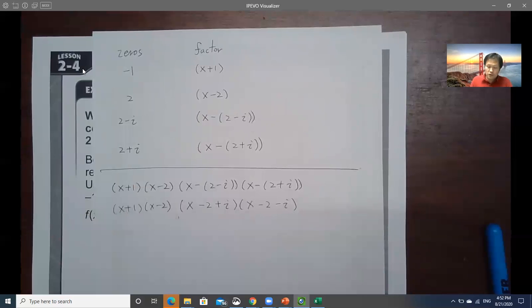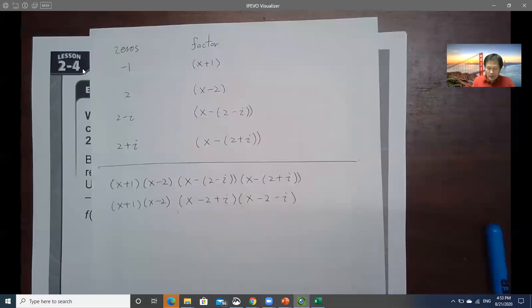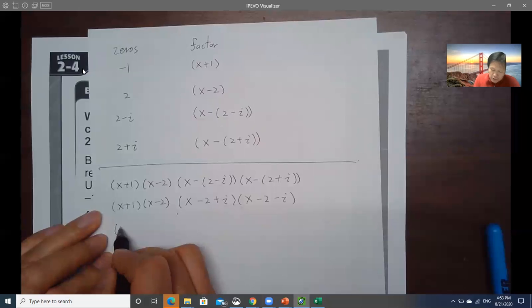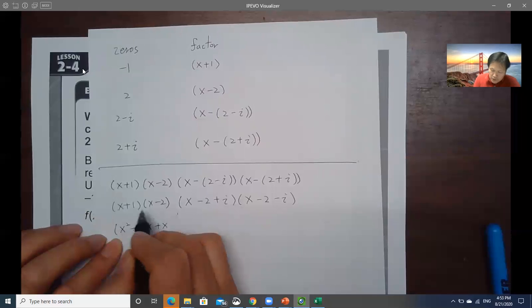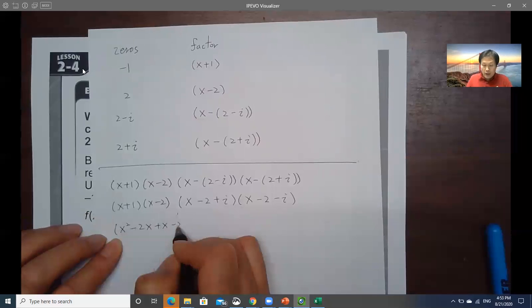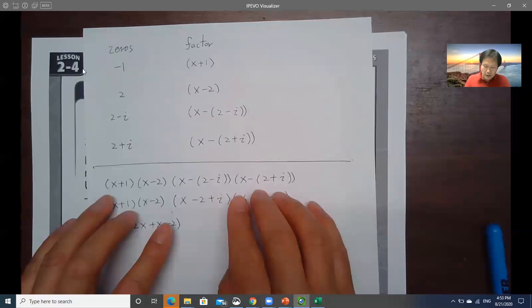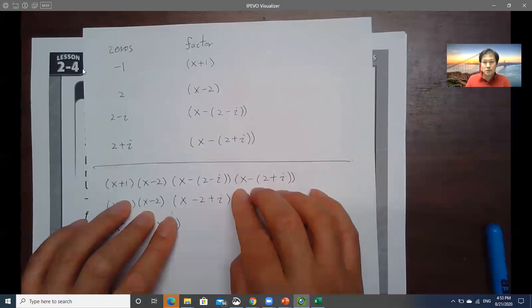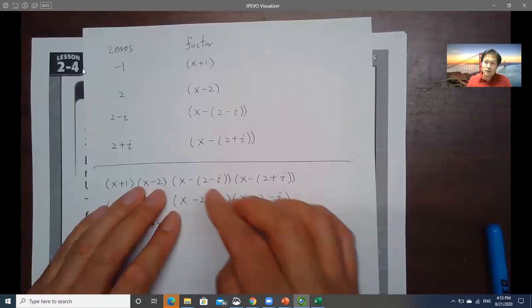So all you have to do is just distribute. I'm going to distribute these two. I strongly recommend you don't mix them up. If you try to distribute like that, there's nothing wrong with it, but you're going to create complete chaos. Don't do it. Distribute this one by itself and these by themselves first.